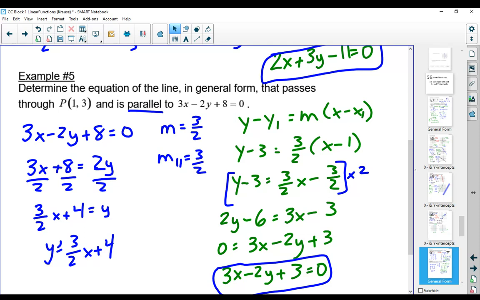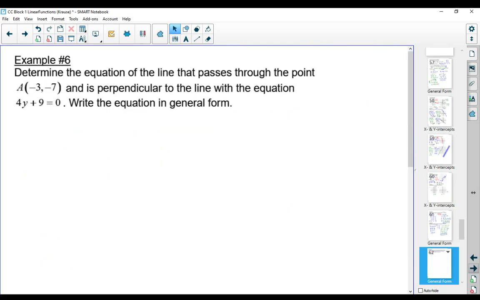All right, one last example today. The last example says determine the equation of the line that passes through the point (negative 3, negative 7) and is perpendicular to the line with the equation 4x plus y equals 9. And then we're asked to write the equation in general form.